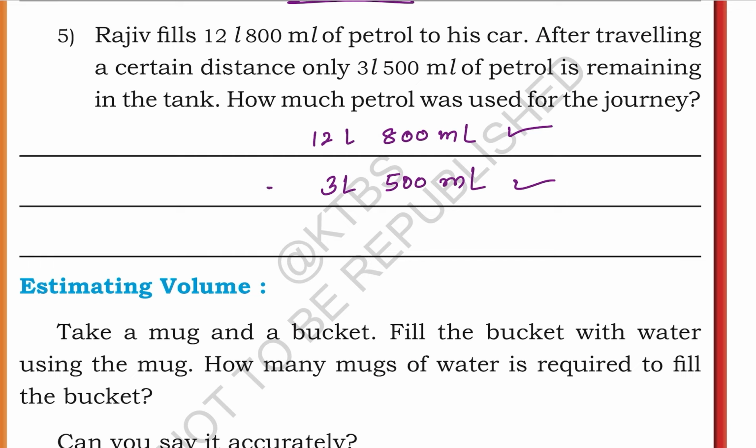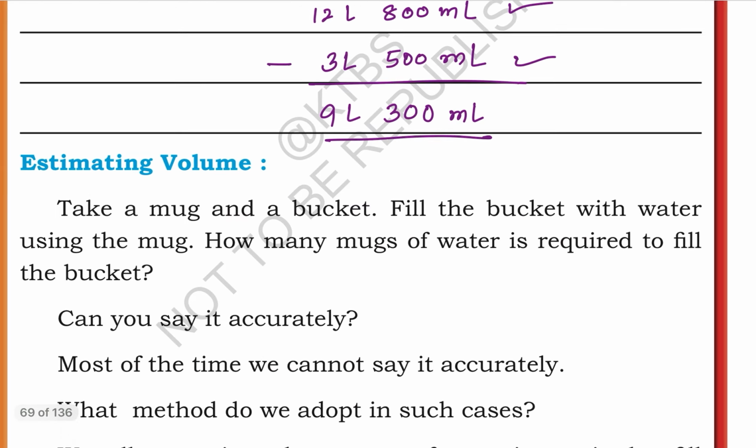Then only you come to know what is used for his journey. Understand? Then we have to subtract lower unit. 0 minus 0, 0, 0 minus 0, 0, 8 minus 5, 3, 300 milliliter, 12 minus 3, 9 liter. This is what the petrol used for journey is, 9 liter 300 milliliter. This completes subtraction of volume.